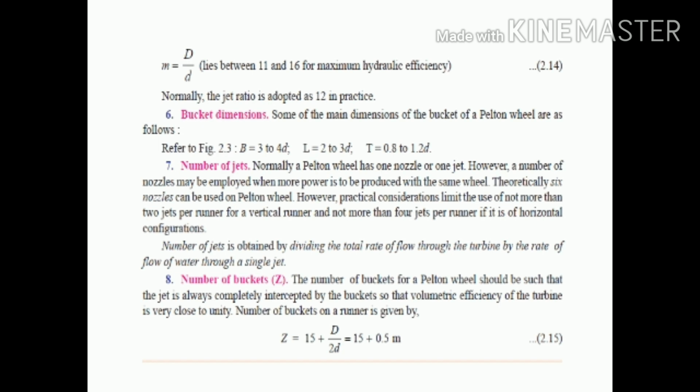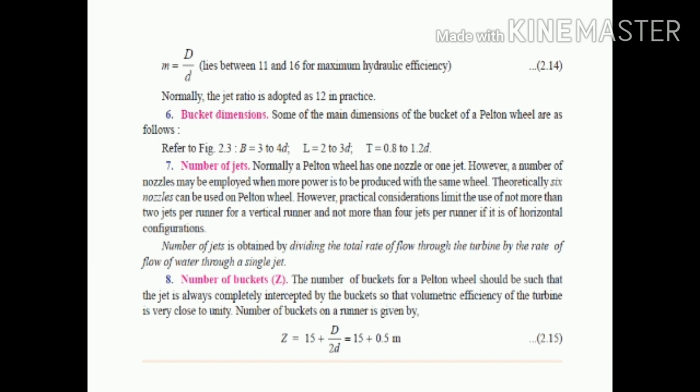Now here are the things. The width of the bucket is 3 to 4 times the diameter of the jet. The length of the bucket is 2 to 3 times the diameter of the jet, and the thickness is from 0.8 to 1.2 times the diameter of the jet. Normally this will not be required. If in case it is asked, then the relation is given, so you don't need to worry about this.